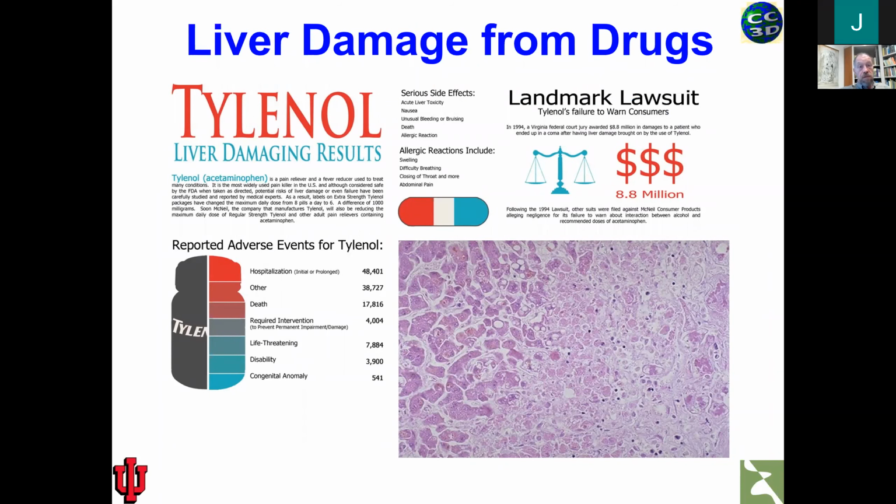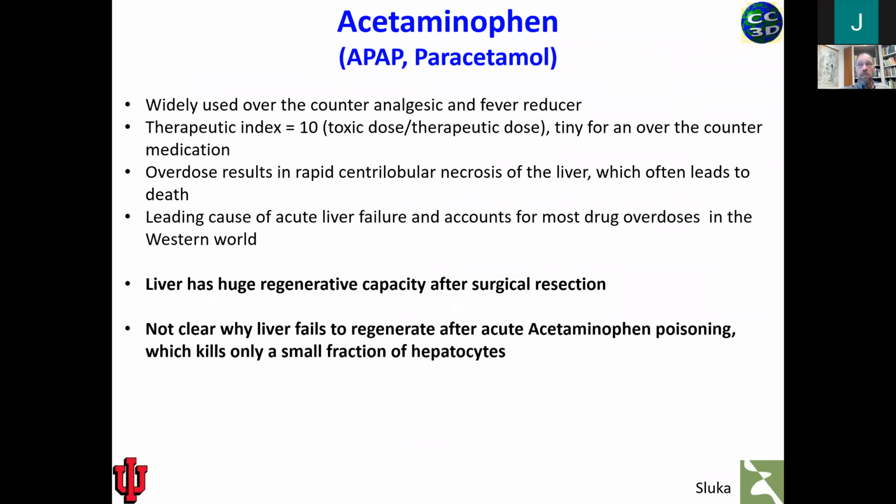Tylenol, acetaminophen, is very toxic for the liver. There have been lawsuits for decades over it. In many cases, it's used safely, but especially when it's taken after alcohol consumption, it can be lethal. And so one of the questions is, what is going on and why?